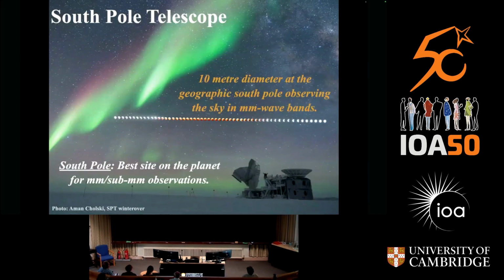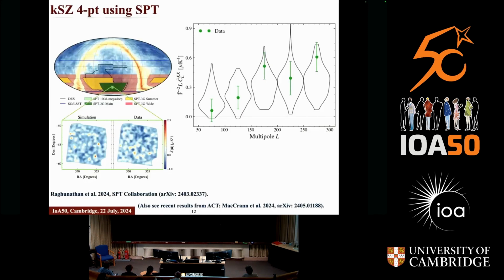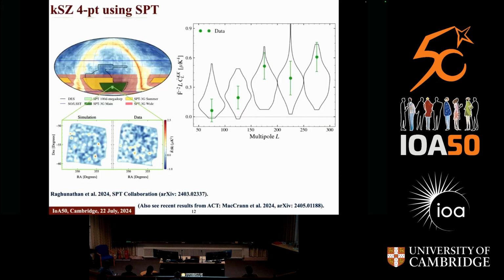So the South Pole Telescope is a 10-meter diameter telescope at the geographic South Pole, observing the CMB in 3 bands: 90 gigahertz, 150 gigahertz, and 220 gigahertz. What we did is we looked for the signal. In particular, we chose a patch that's only 100 square degrees wide. So the area is basically 100 square degrees.